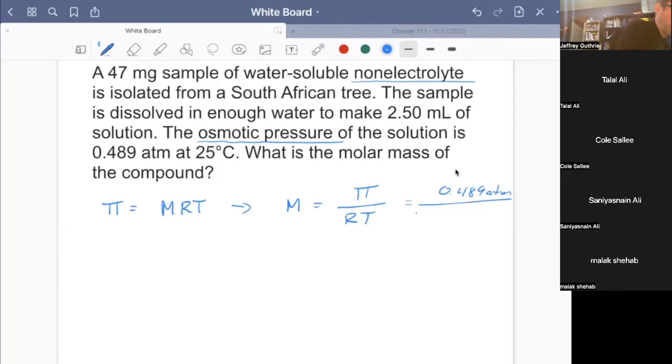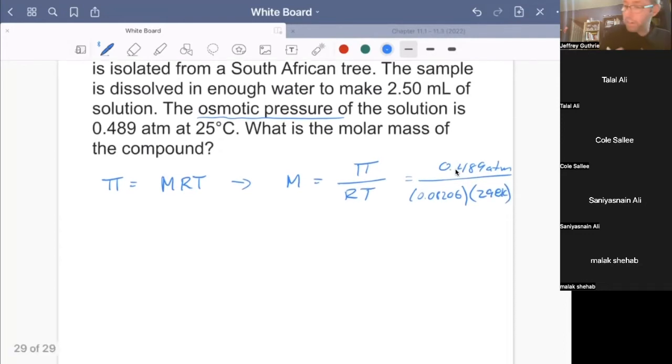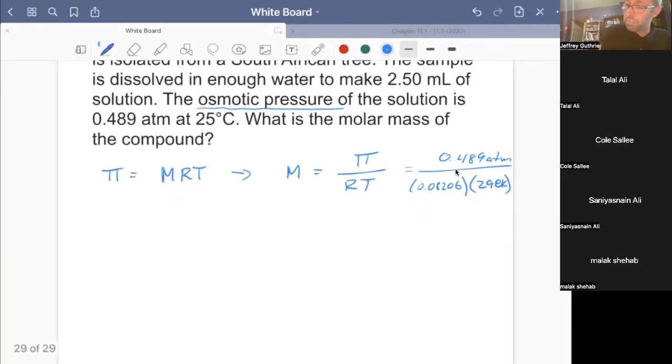Our R is 0.08206. I don't have room for units, so I'm not going to put them. And temperature is going to be 25 plus 273, which ends up being 298 Kelvin. Okay, so from that, that's going to give us our molarity, which ends up being 2.00 times 10 to the minus 2. And I'm just going to write that down as moles per liter. Okay, so that's the first step, find out what molarity is.